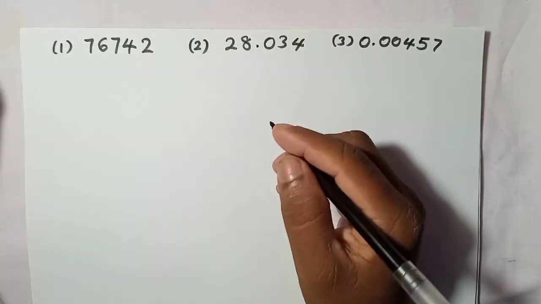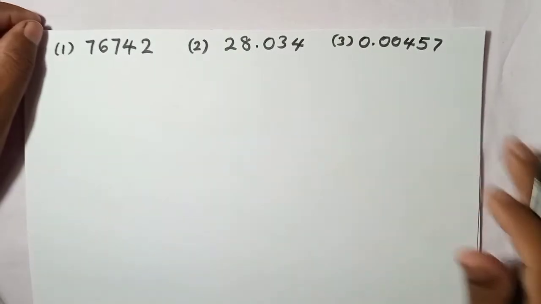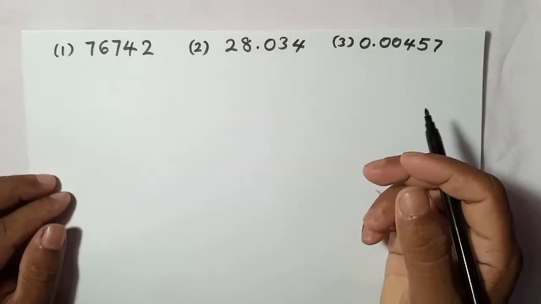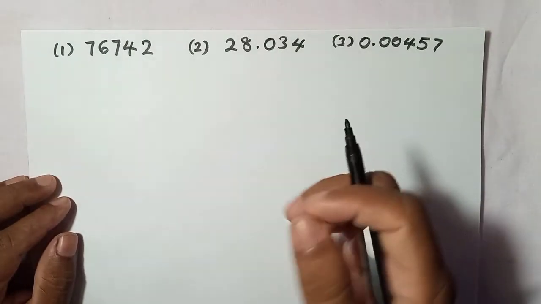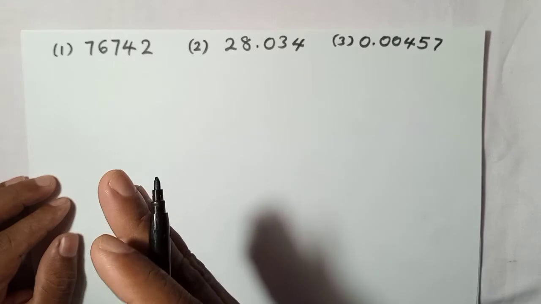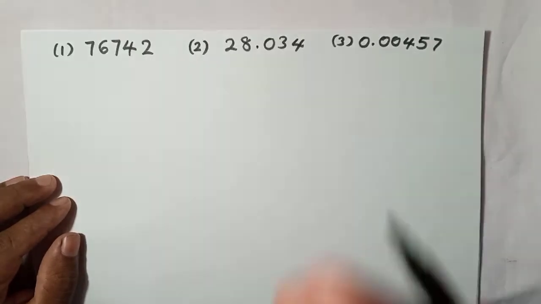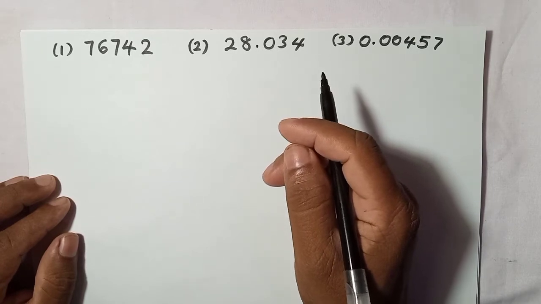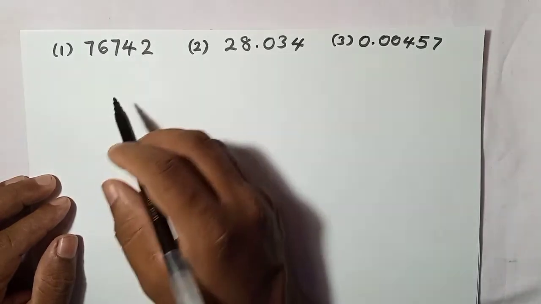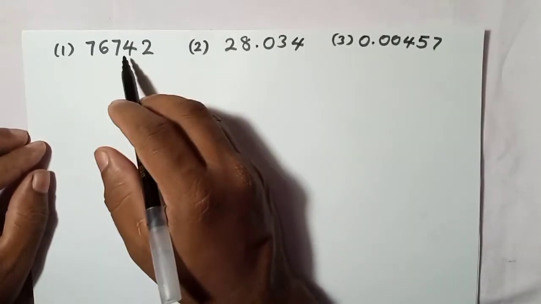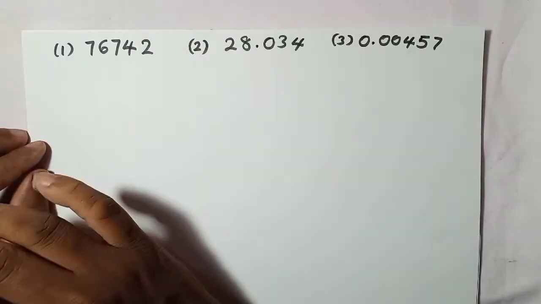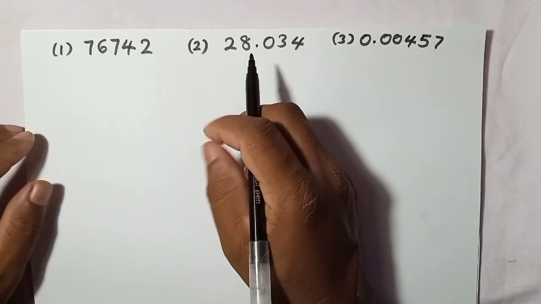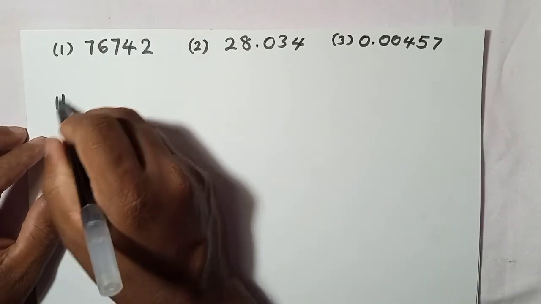Now let's focus on how we can convert any number to significant figures. If they ask to convert to two significant figures, three significant figures, or sometimes one significant figure, how can we convert it? I will give three examples here. First one, I will show you an easy method. Let's take this first one.